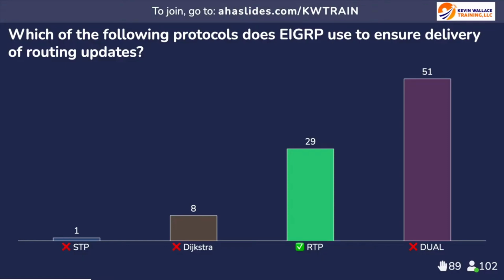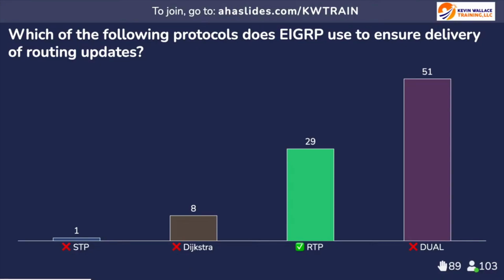And the answers are in. A bit of a tricky one. It is indeed RTP, as we see here. So EIGRP uses the Reliable Transport Protocol, or RTP, to ensure delivery of routing updates to its neighbors. However, RTP is not used to confirm receipt of hello messages.